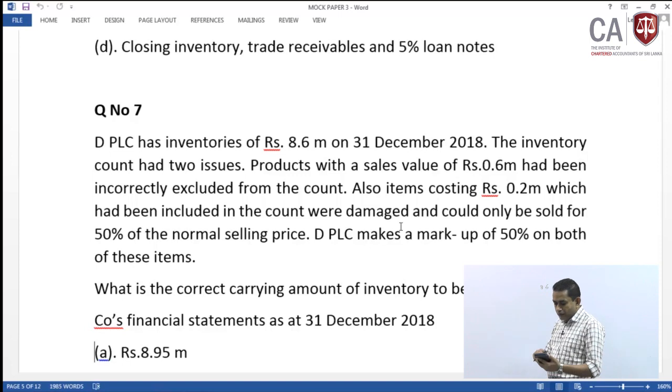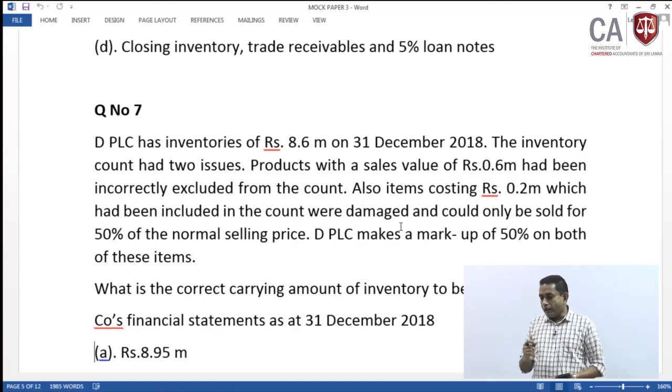Markup is 50%. If you calculate the cost, 0.6 divided by 150 into 100, that is 0.4. Add it. It is excluded. Products with a sales value of 0.6 million had been incorrectly excluded, so you need to include them in the inventories, not at the sales value, but at the cost. Cost has to be after the markup. So you divide 0.6 million by 150 into 100, you get the cost.